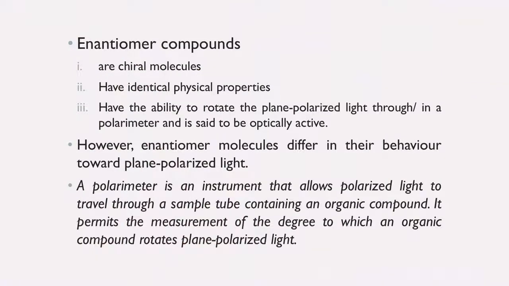Alright, so enantiomer compounds, kenapa kita nak kena tahu? Let's say sometimes dalam soalan tu dia bagi hint kat awak yang dia ada beberapa karakter. So apa karakter enantiomer compounds? They are chiral molecules, have identical physical properties, and have the ability to rotate plane polarized light. Okay, so these three are the hints yang nak bagi tahu yang alkyl compound tu, they have enantiomers. They are enantiomers. Okay, so awak tahulah yang awak boleh draw enantiomers, bila dia bagi tahu dia ada these three characteristics.